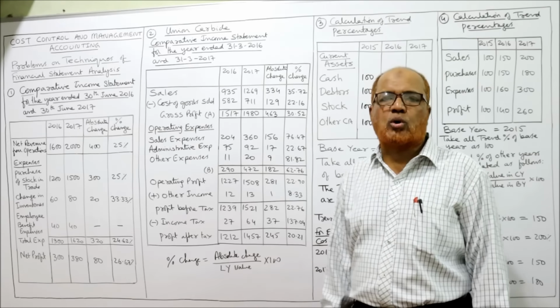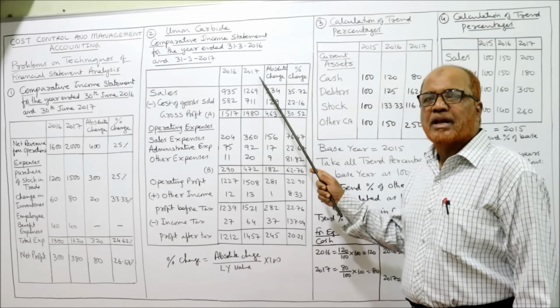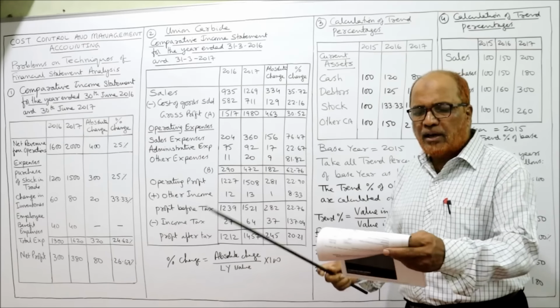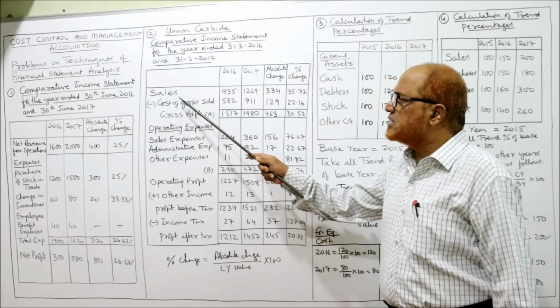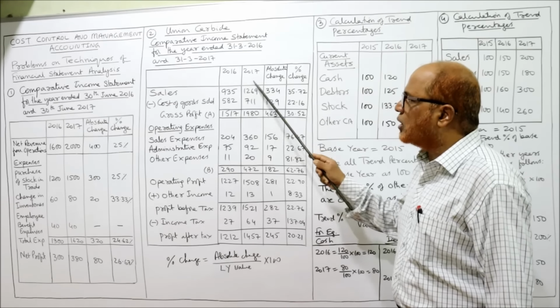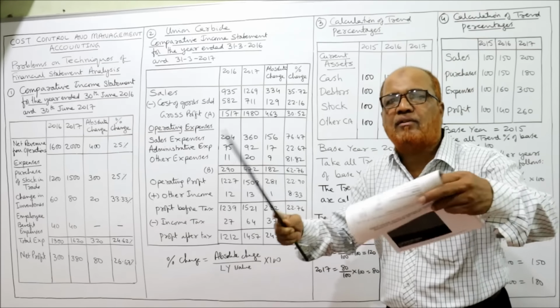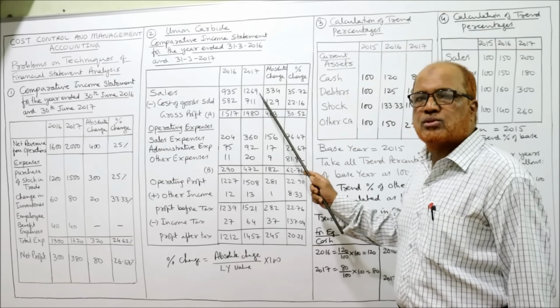Comparative income statement, 4 columns. Last year 2016, current year 2017. Absolute change, percentage change. Just now I explained. Now here in this problem, we are given sales. So first of all, I have taken the sales. Remember, first of all, we are filling up the first 2 columns. Don't write anything in the absolute change and percentage, and afterwards we calculate. First, we fill up the data in the first two columns.